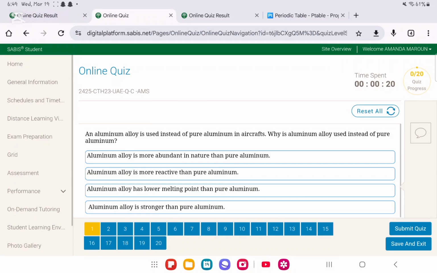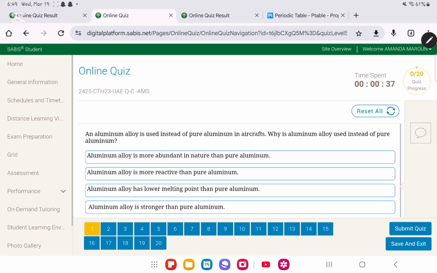So today I'll be explaining the chemistry AMS of term 2, week 13. Okay, so an aluminium alloy is used instead of pure aluminium in aircrafts. Why is aluminium alloy used instead of pure aluminium?